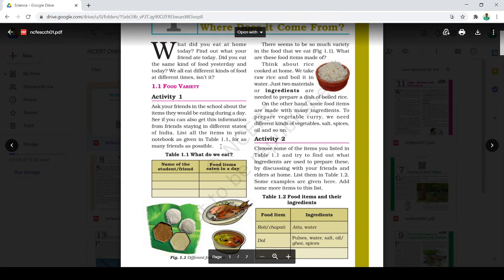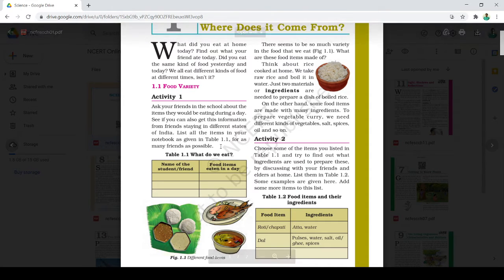So we have an activity here. Ask your friends in the school about the items they would be eating during a day. See if you can also get this information from friends staying in different states of India. List all of them in your notebook as given in table 1.1 for as many friends as possible.